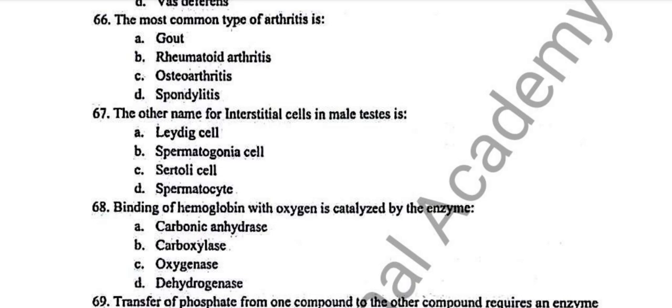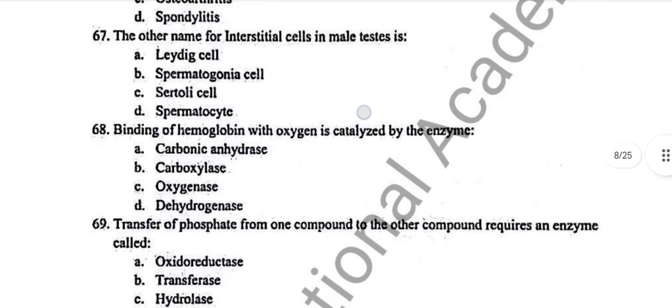Spermatocyte. And the correct option is A. Leydig cells. Leydig cells produce testosterone. Question number 68. Binding of hemoglobin with oxygen is catalyzed by the enzymes A.